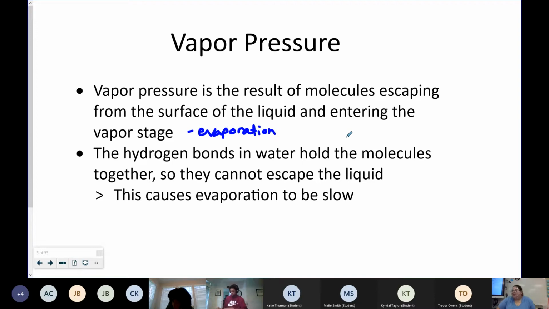Low vapor pressure means it's harder to evaporate than something with a high vapor pressure. If something has a high vapor pressure, it's going to evaporate very quickly. The hydrogen bonds in water hold the molecules together, so it's harder for them to escape the liquid. That's why water's evaporation is relatively slow compared to some other substances. Stuff like rubbing alcohol has a relatively high vapor pressure. So if you had rubbing alcohol and water next to one another, the rubbing alcohol would evaporate faster.